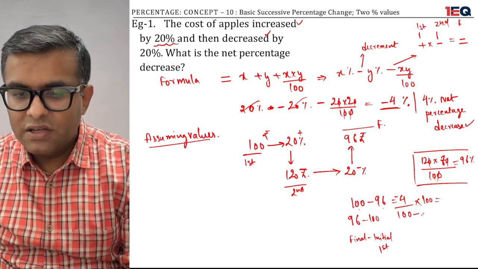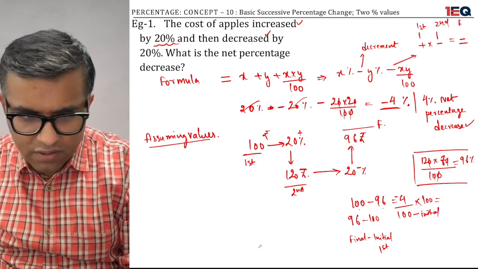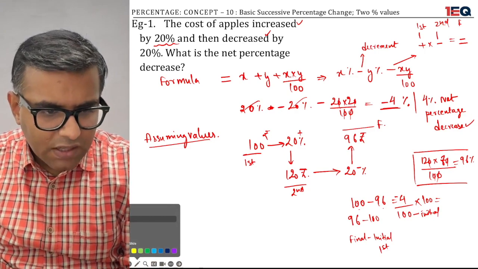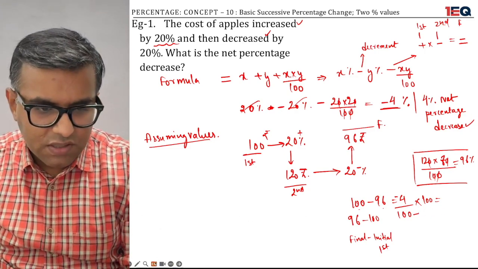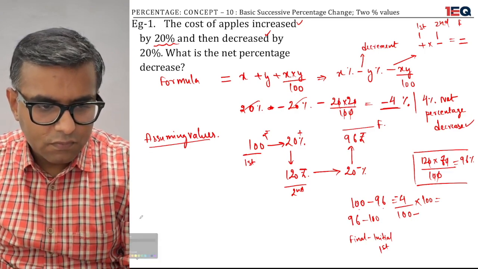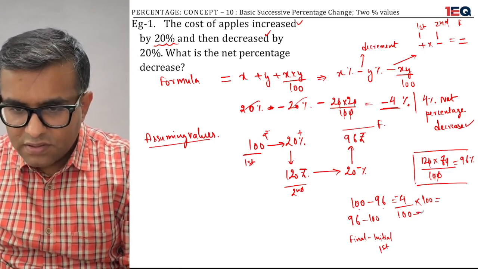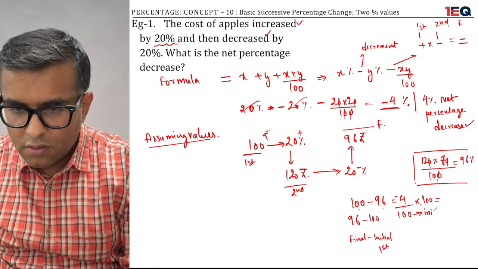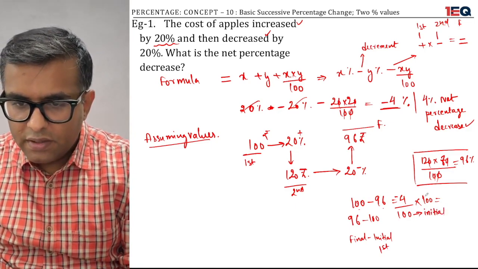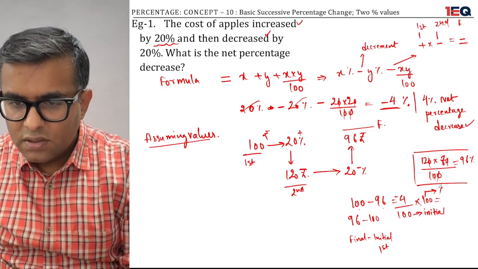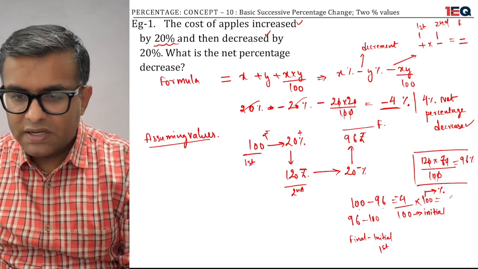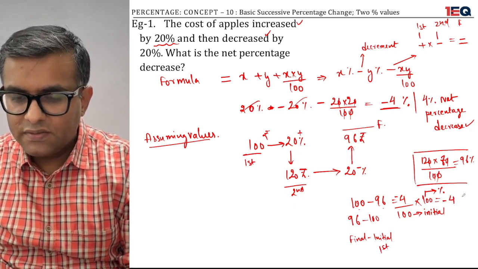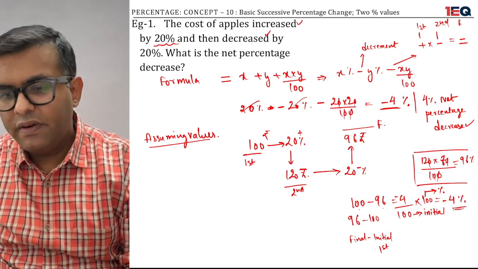100 is the initial value. I've written it in very bad handwriting, give me a moment, I'm going to change that. 100 is the initial, and this 100 is the percentage one. So initial and percentage one get cancelled. So minus 4% is the final answer.